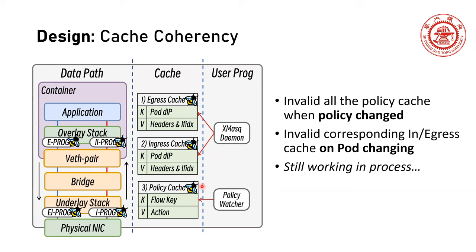Because they don't know. Let's imagine that Antrea may deploy many complex policies, and some flow may be affected by a new policy that was just deployed to Antrea, and maybe in Antrea it should be denied, but in XMask it does not know. So I think in this scenario, we should invalidate the cache.